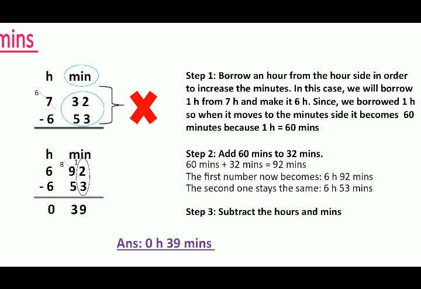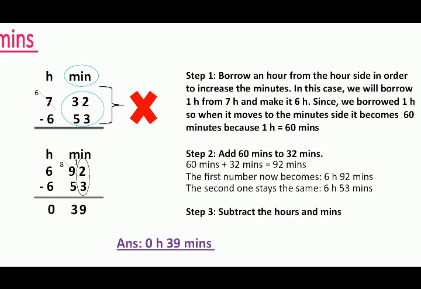See, I will borrow from our side. So I will cross 7 and make it 6. And because I borrowed 1 hour from the hour side, now I can easily move it to the minute side and make it 60 because 1 hour has 60 minutes. Now I will add 60 minutes to 32 minutes in order to increase the minutes to be able to subtract. 60 minutes added with 32 minutes become 92 minutes.